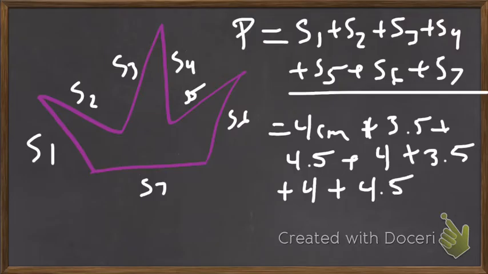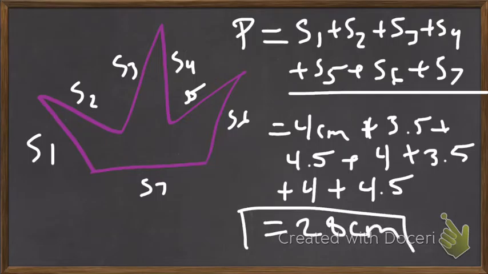So we've got 4 plus 3.5, that's 7.5. Plus another half, that's 8. Plus 4, that's 12. Plus 4, that's 16. Plus 3.5, that's 19.5, plus another half is 20, and plus 4 more is 24, plus 4.5 is 28. So 28 centimeters.